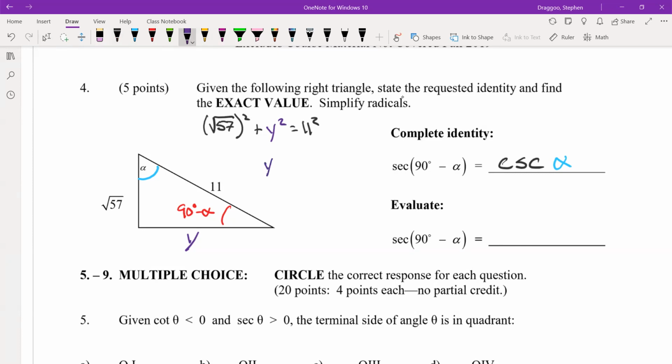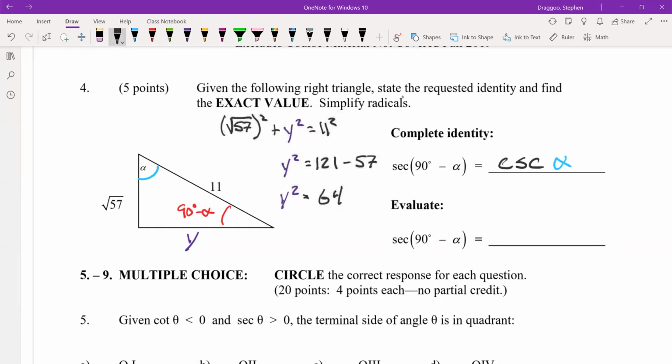So this ought to look like y squared is equal to 121, so that's 11 squared, minus 57. Do that arithmetic real quick. 121 minus 57 is 64. And finally, I can take a square root here and get that y is the square root of 64, or 8.